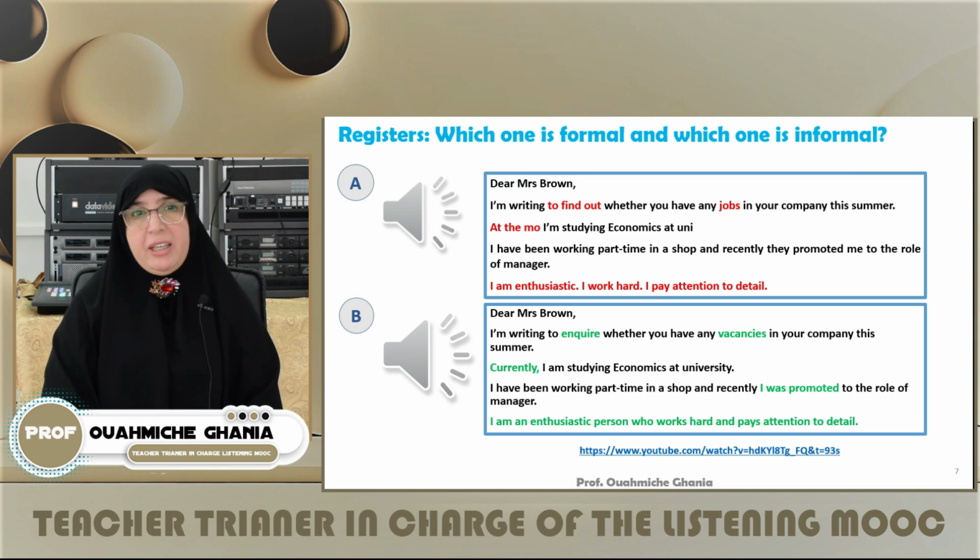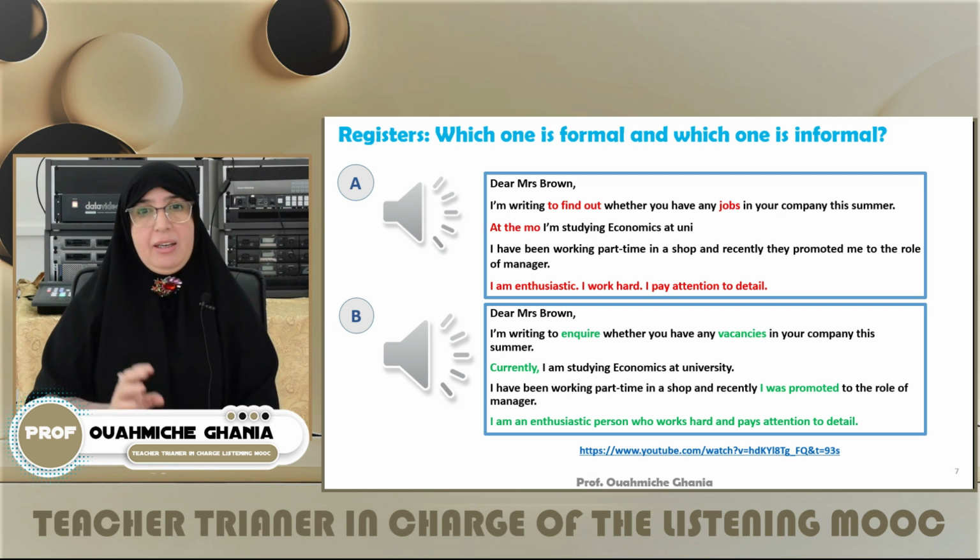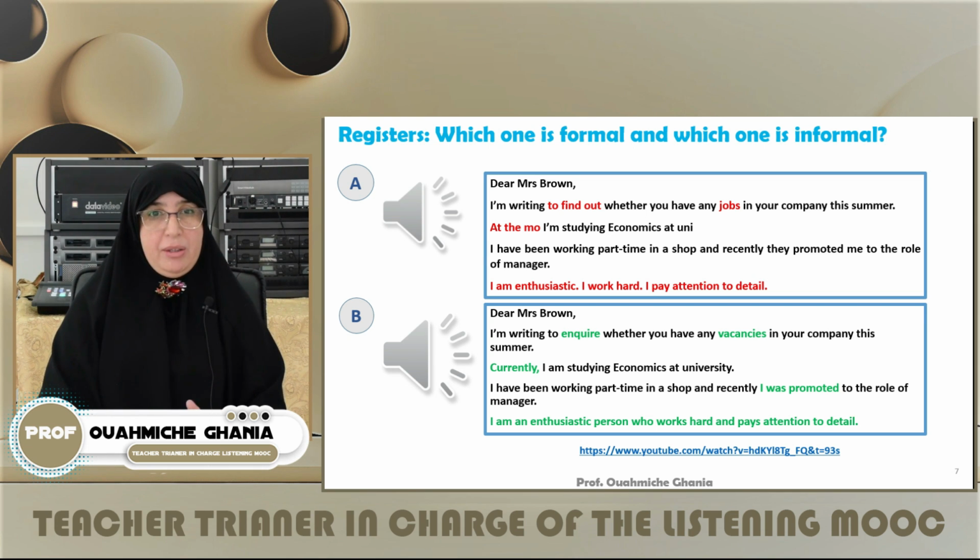So you see here, let's start with the first one, and we try to identify the indices of an informal or a formal register. So here you have, Dear Mrs. Brown, I'm writing to find out whether you have any jobs in your company this summer. At the moment, I'm studying economics at uni. I have been working part-time in a shop and recently they promoted me to the role of manager. I'm enthusiastic, I work hard, I pay attention to detail.